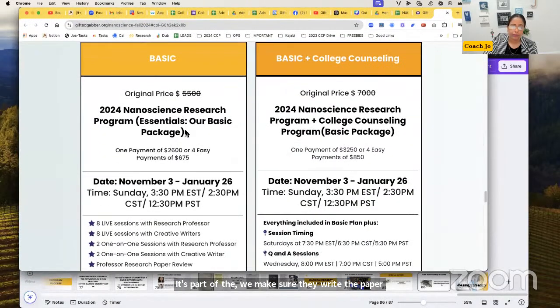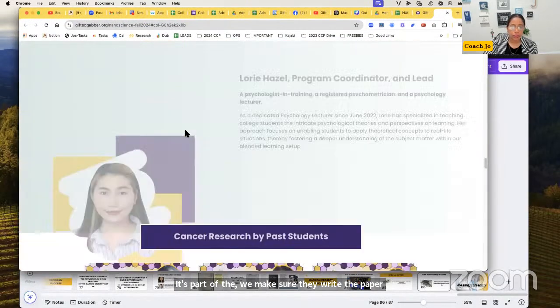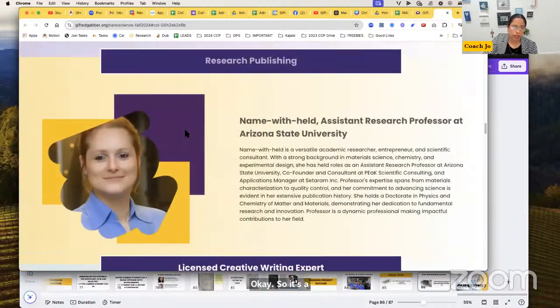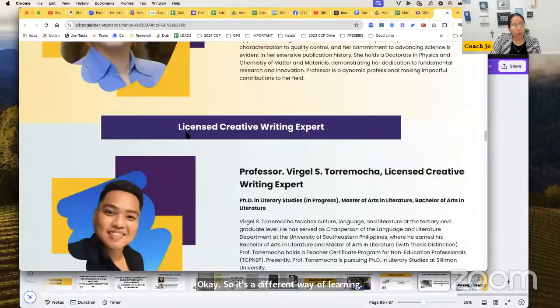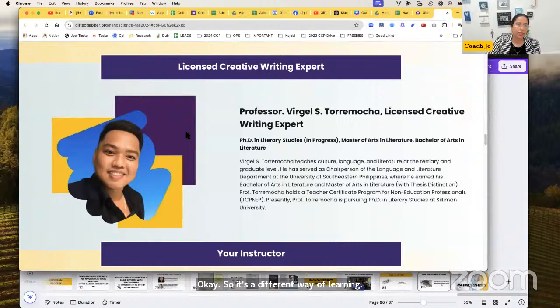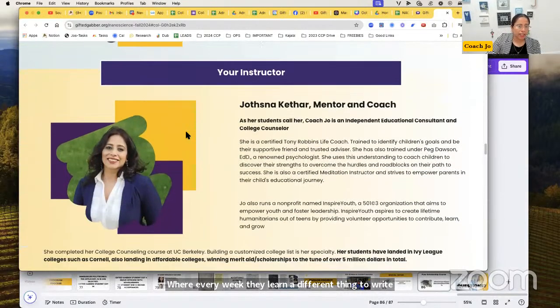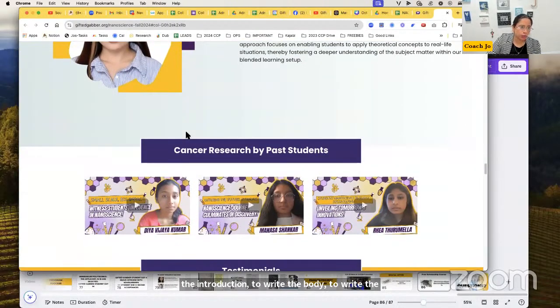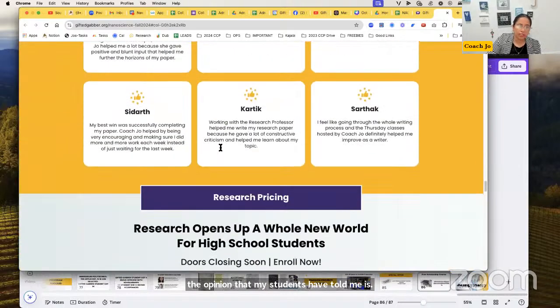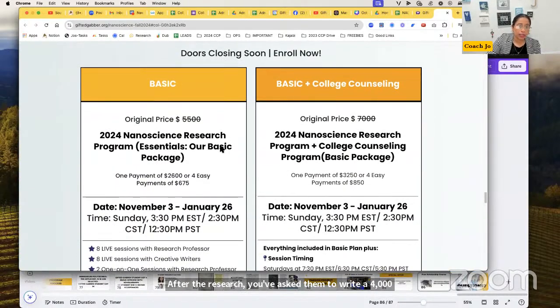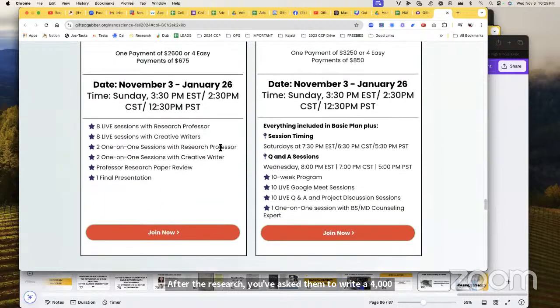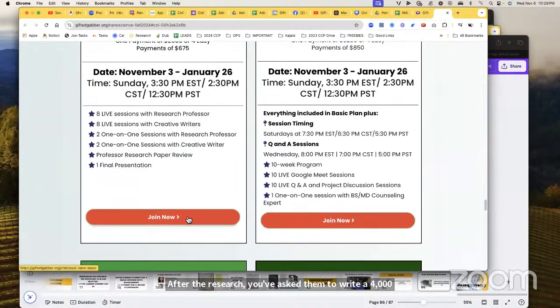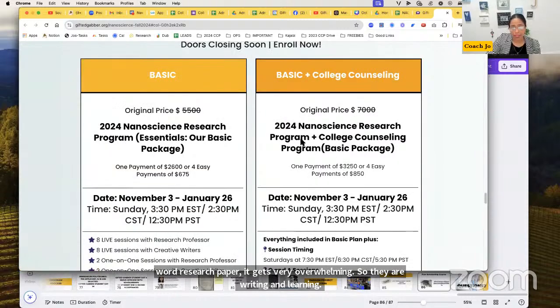So it's a different way of learning, where every week they learn a different thing: to write the introduction, to write the body, to write the abstract, and everything. The feedback my students have given me is that after the research, if I ask them to write a 4,000 word research paper, it gets very overwhelming. So they are writing and learning. You get it?